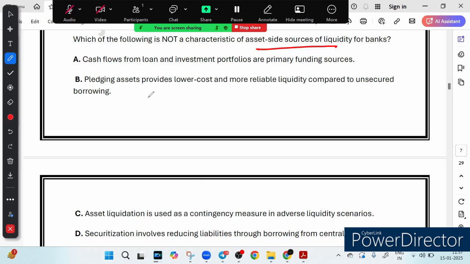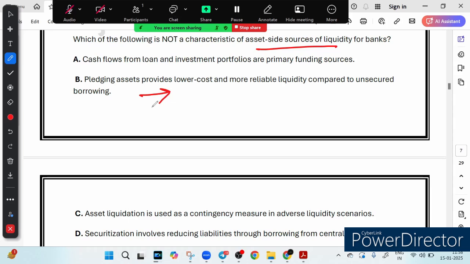Option B says pledging asset provide lower cost and more reliable liquidity compared to unsecured borrowing. This is also correct. When a bank pledges its asset like security to secure a loan, it gains access to cheaper and more stable funding compared to borrowing without collateral. For example, getting a loan by mortgaging your house is often more affordable than taking an unsecured personal loan. Option C says that asset liquidation is used as contingency measure in adverse liquidity scenario. This is a correct point. In tough times, bank might sell off asset like loan or security to raise cash quickly. It is similar to selling your jewelry or stock during a financial crunch.